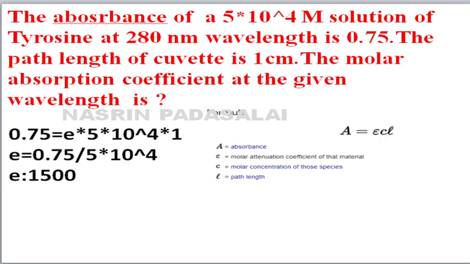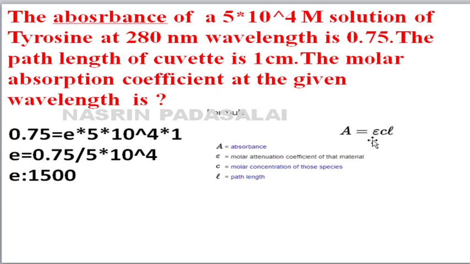Next is a problem-type question. The absorbance of a 5 into 10 to the power of minus 4 molar solution of tyrosine at 280 nanometer wavelength is 0.75. The path length of the cuvette is 1 centimeter. What is the molar absorption coefficient?